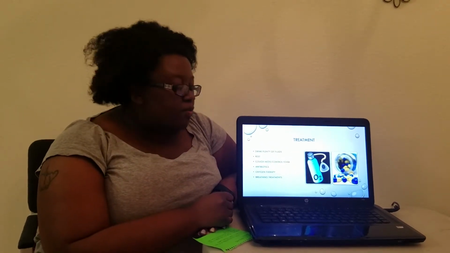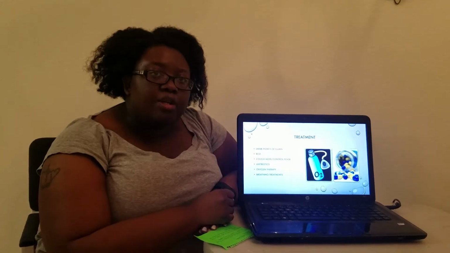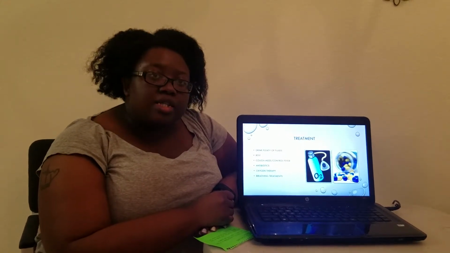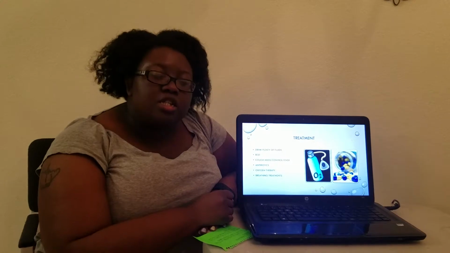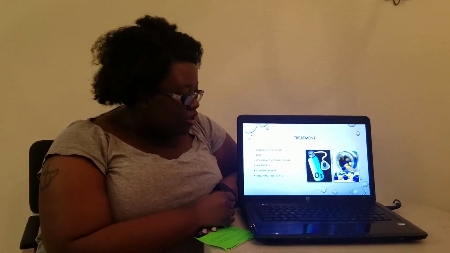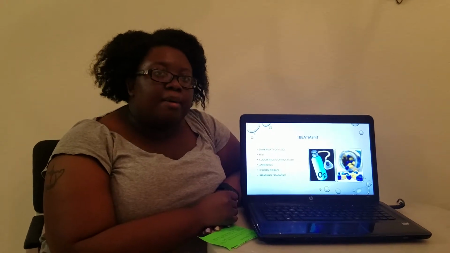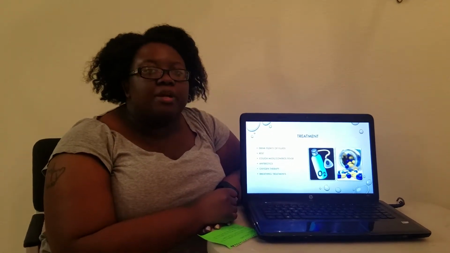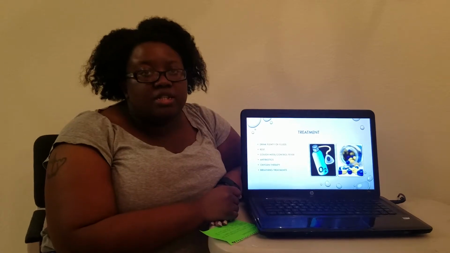Treatment for pneumonia is going to be to drink plenty of fluids, to rest and stay hydrated, to take any cough medicines or any kind of fever reducing medications. We're also going to be giving antibiotics. If they're in the hospital, they're generally going to be on antibiotics for 7 to 10 days.